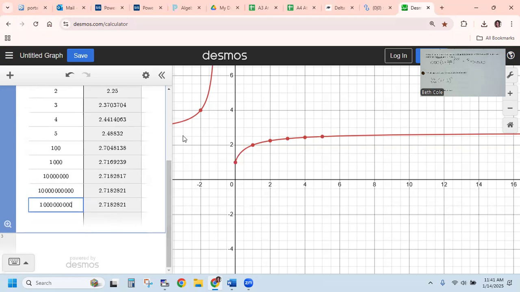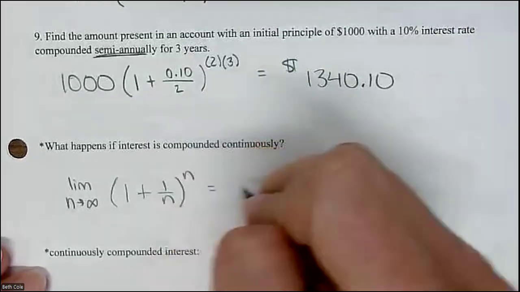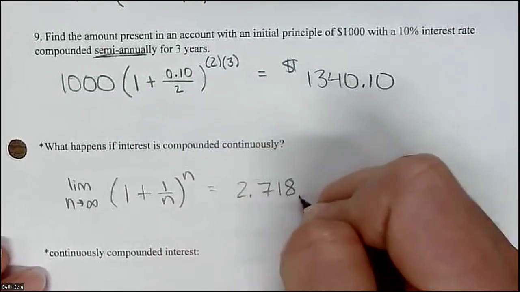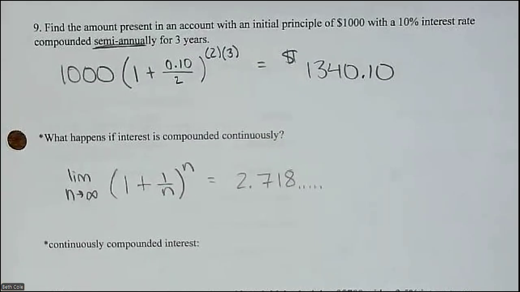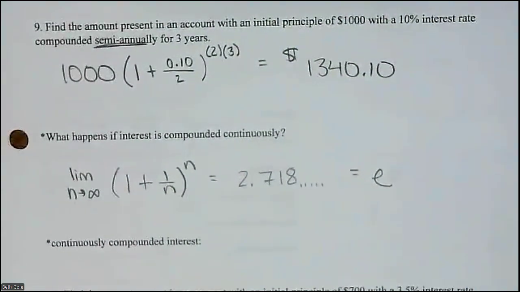2.718, blah, blah. All right, that's where it's leveling off. That's where the asymptote is. It's 2.718 dot, dot, dot. If you know the first 3 decimal points, I'm usually happy. This is a special number that is called E. It is the number E.